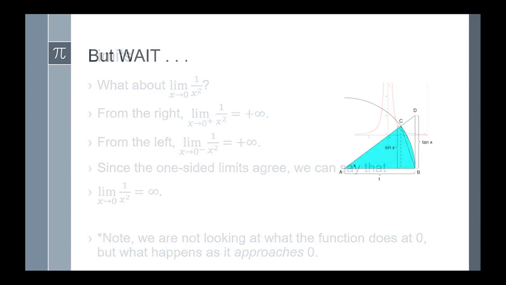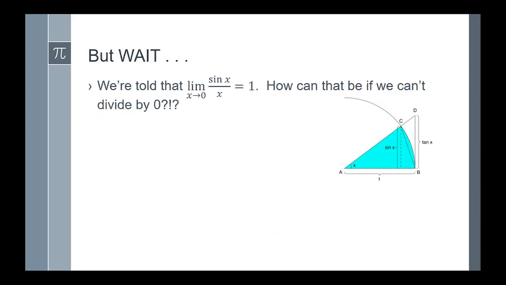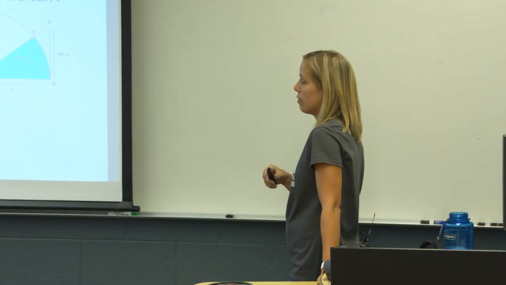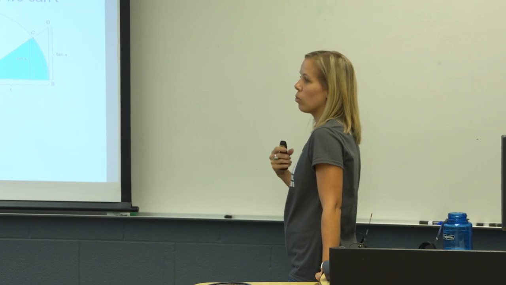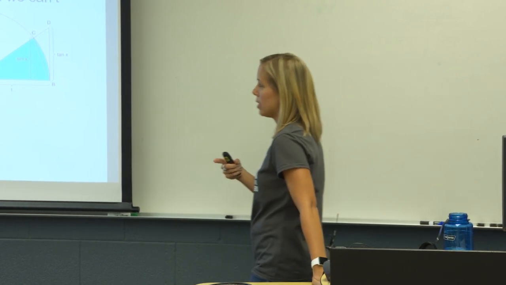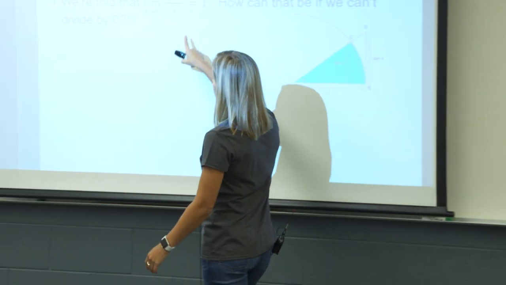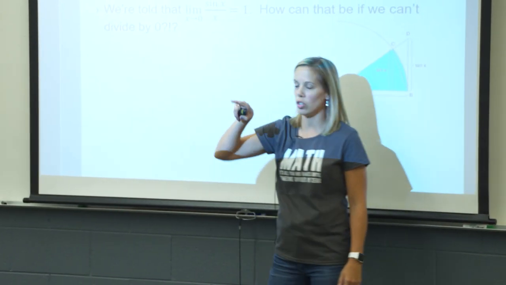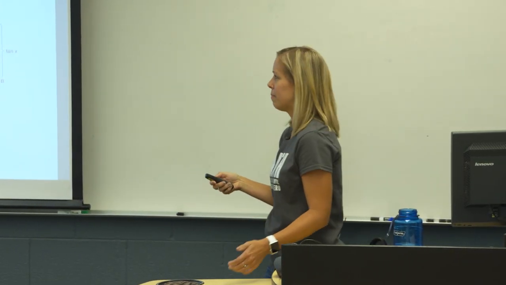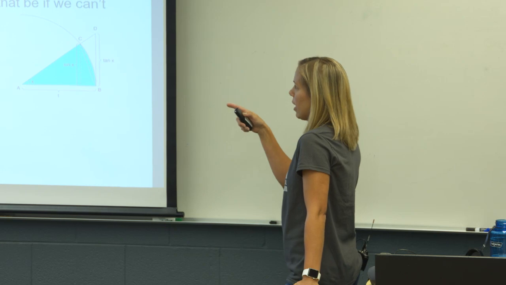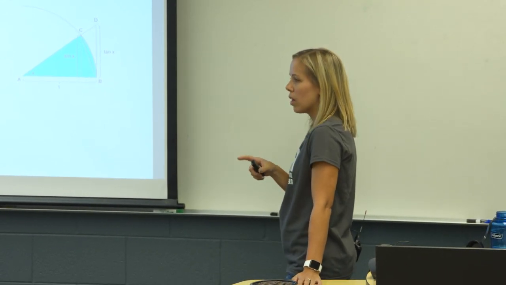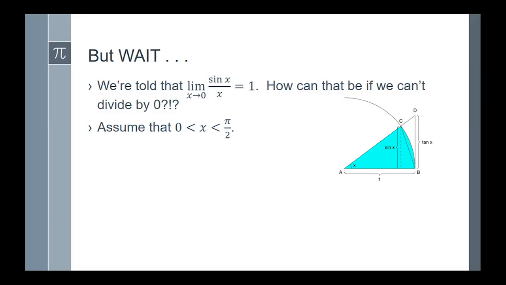Okay, but wait. We're told that the limit as x approaches 0 of sine of x over x is equal to 1. So how is that if we can't divide by 0? If we have 0 here, we can't do that. It should be undefined. So how can they say it equals 1? We're going to look at how they came up with this. First of all, we're going to assume that x, our angle, is between 0 and pi over 2, so it's in the first quadrant here.